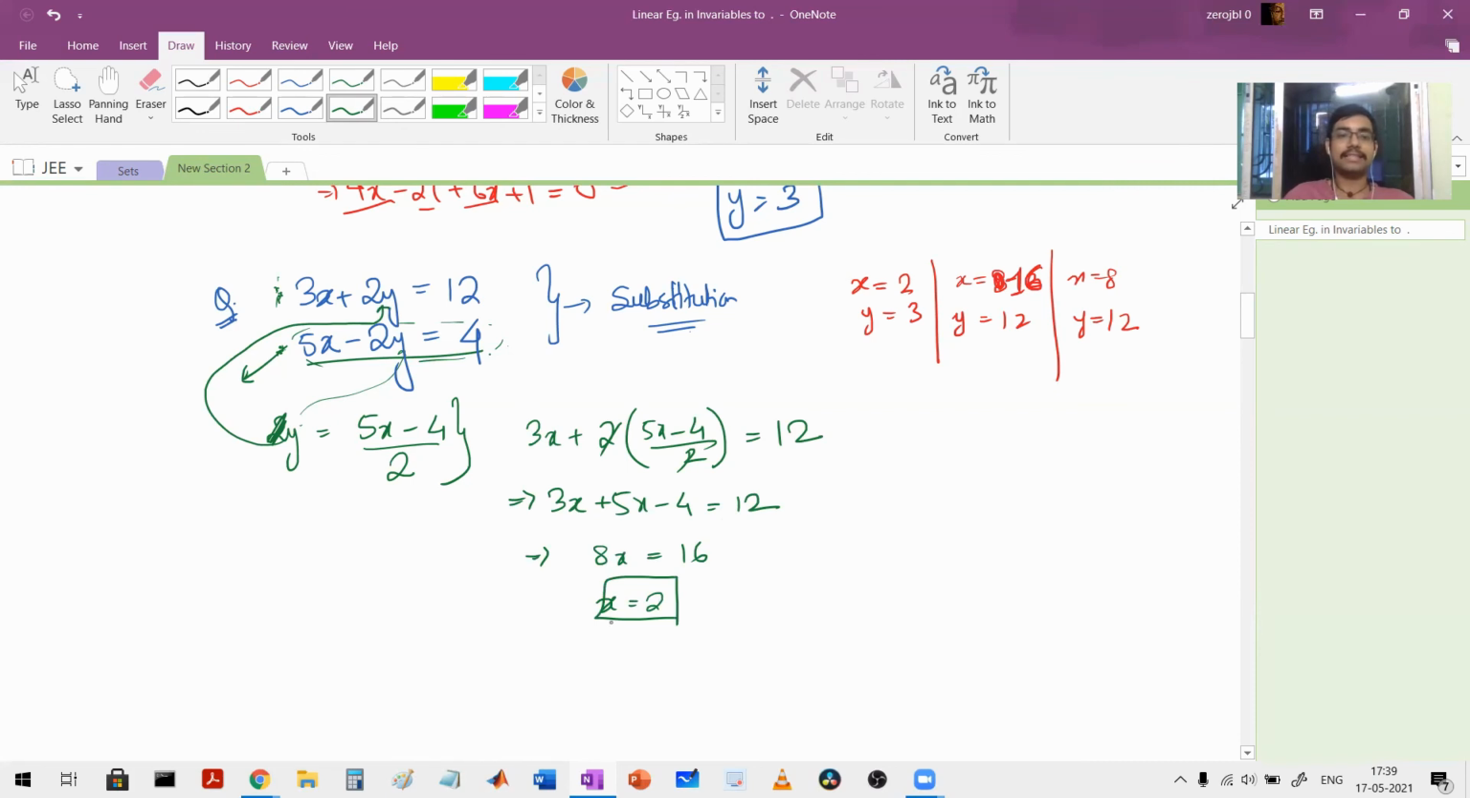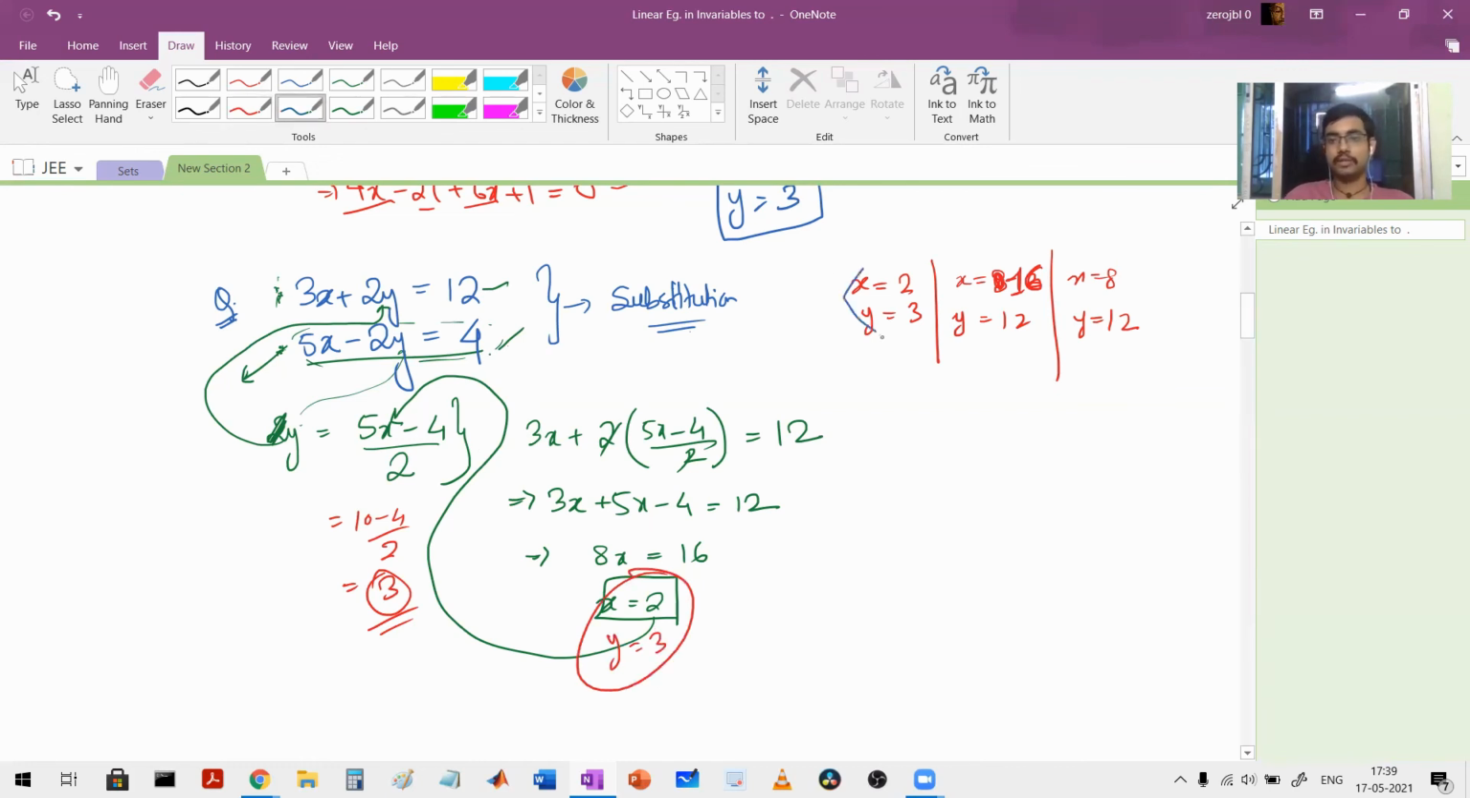The moment I get x is equal to 2, I can put the value of x here to get y. I can put it anywhere I want, the value of x in any of these equations. But I choose to put here just because of simplicity. So this becomes 5 into 2 is 10, minus 4, by 2. 6 by 2 is 3. So x is equal to 2, y is equal to 3 is the valid solution.